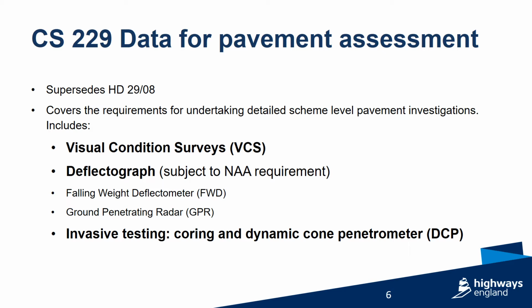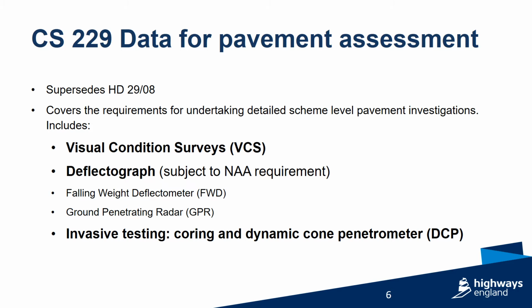It covers three of the main survey requirements: visual condition surveys, deflectograph structural condition surveys, and coring and dynamic cone penetrometer invasive testing. It also covers the optional tests where needed for falling weight deflectometer structural tests and ground penetrating radar investigation.